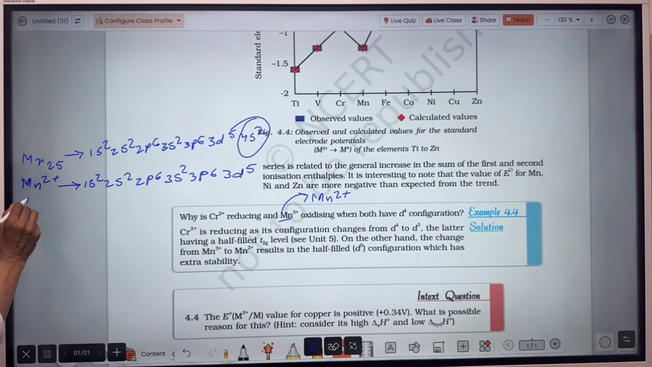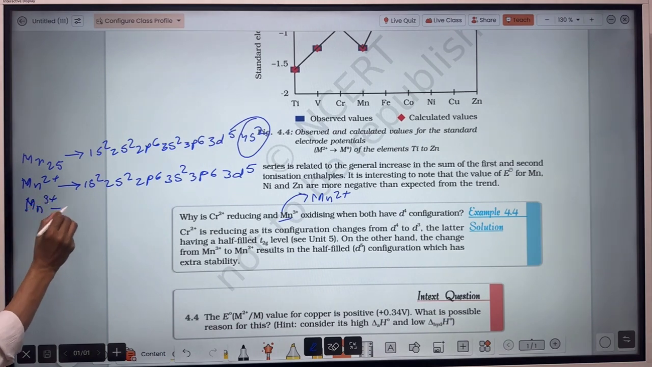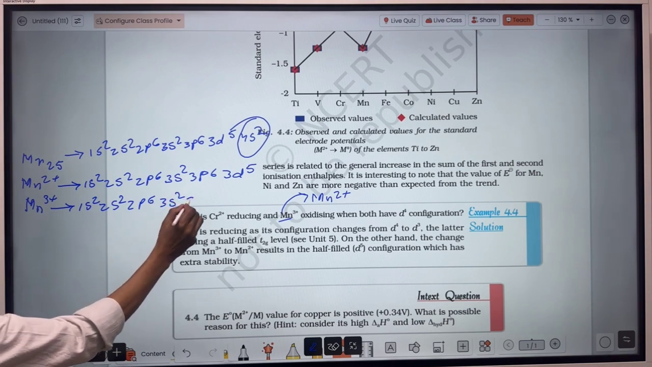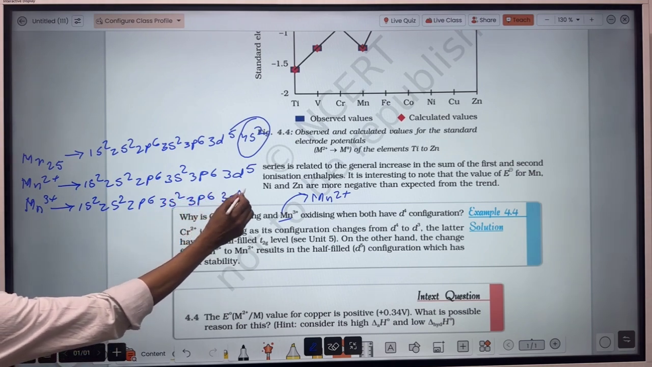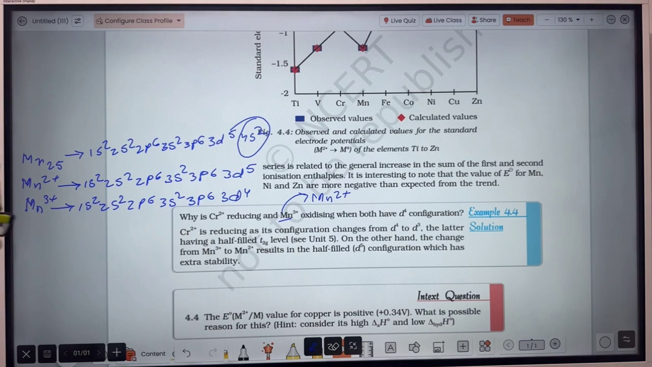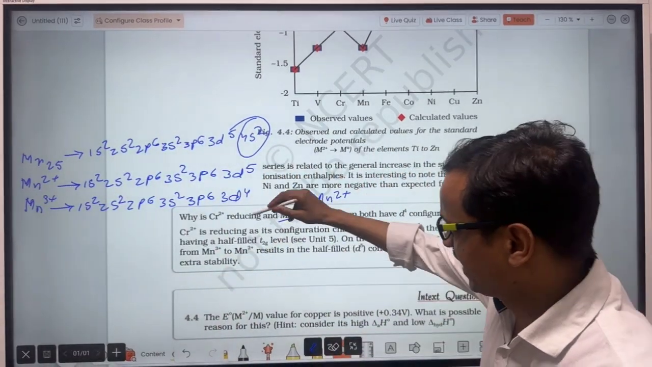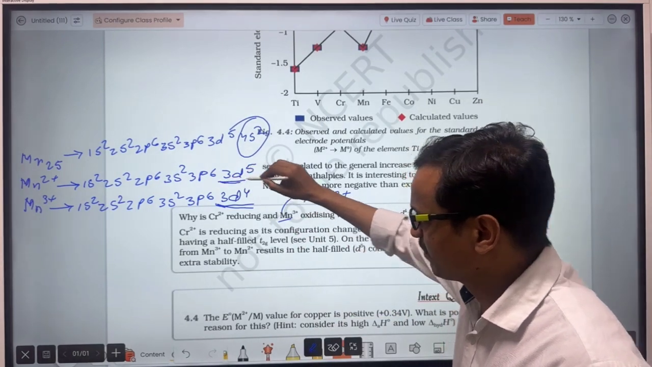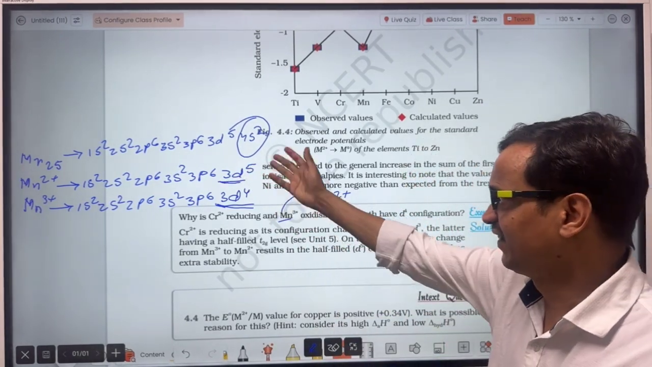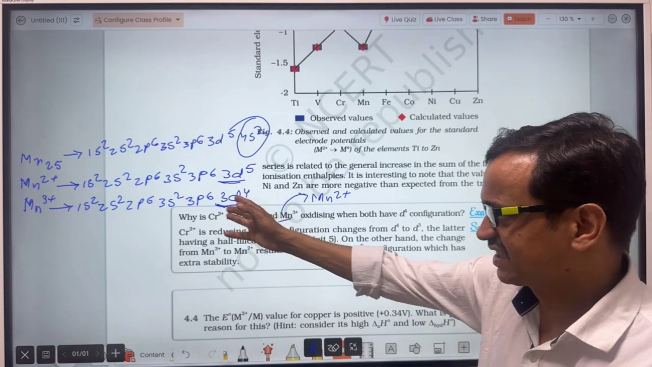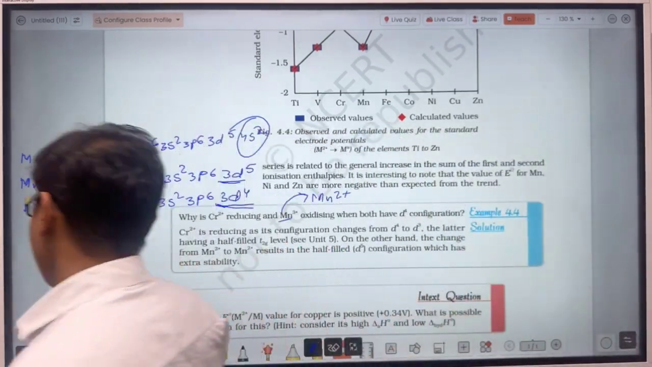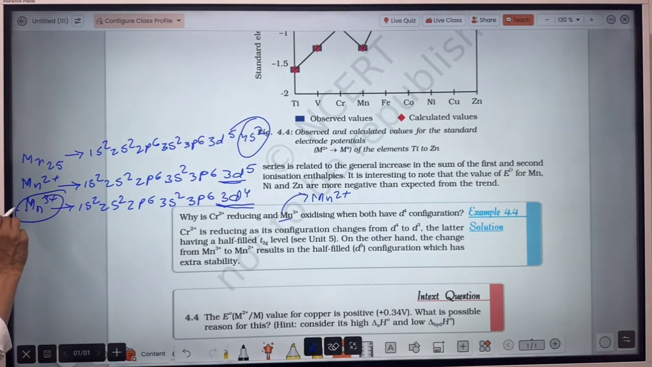And let's consider the electronic configuration of Mn3+. Manganese in +3 oxidation state has the outermost electronic configuration 3d4, while Mn2+ has the valence orbital 3d5. So obviously Mn2+ is more stable than Mn3+. So Mn3+ will have the tendency to undergo the +2 oxidation state.